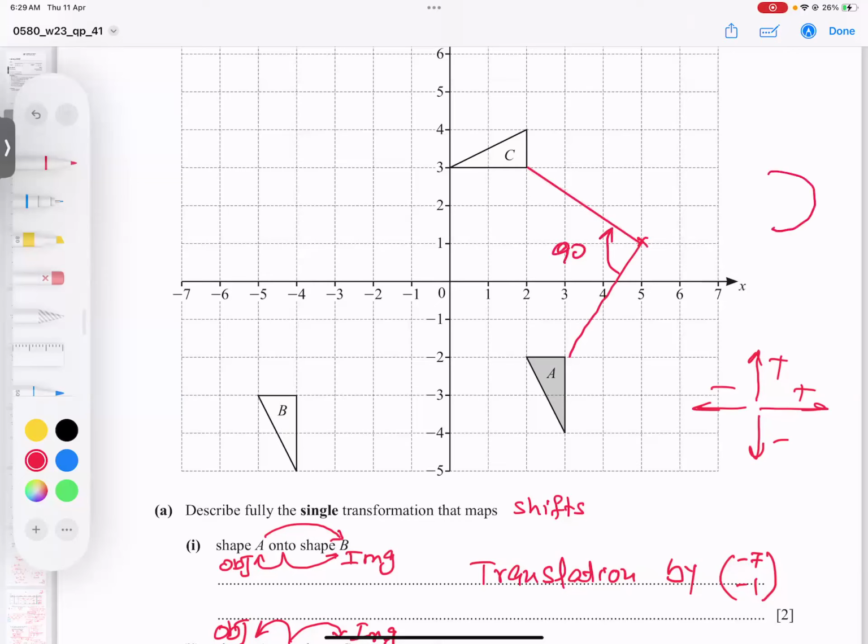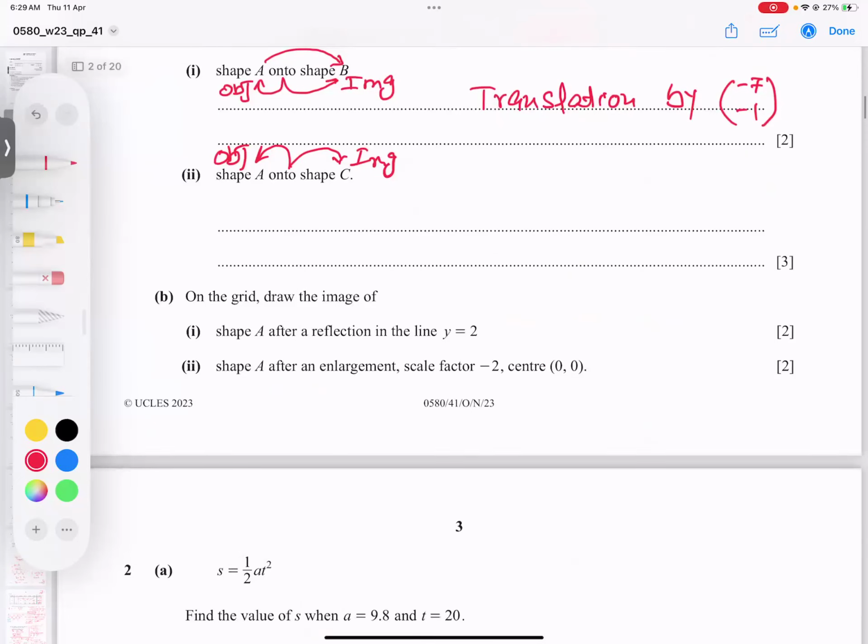So this is called clockwise and this is called anti-clockwise, okay? So naturally, we can say this is clockwise going on, because this arrow is also matching. So clockwise, and the center? 5 and 1. So I think I can write clearly, it is a rotation. Center 5, 1. And 90 degrees clockwise.